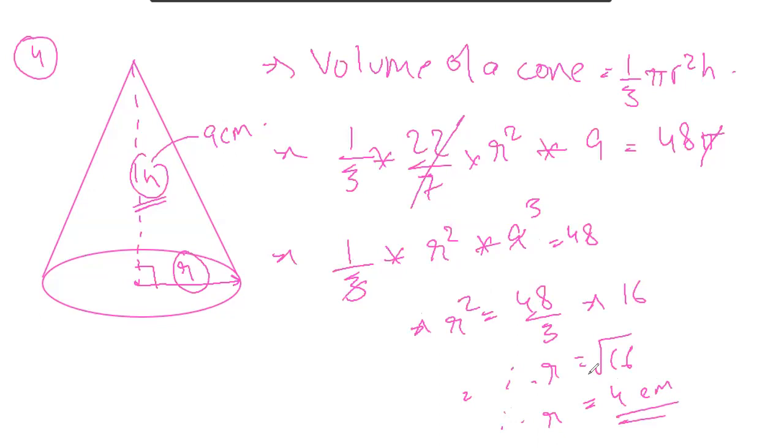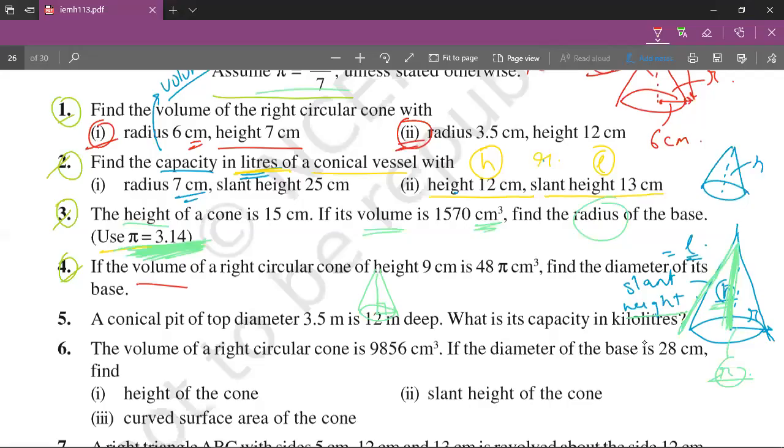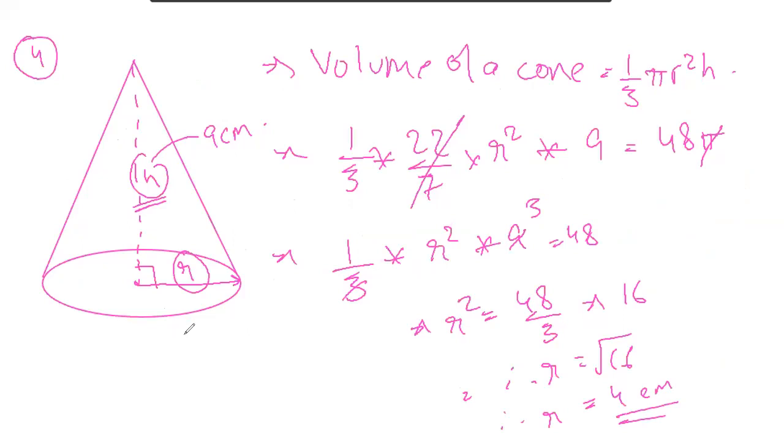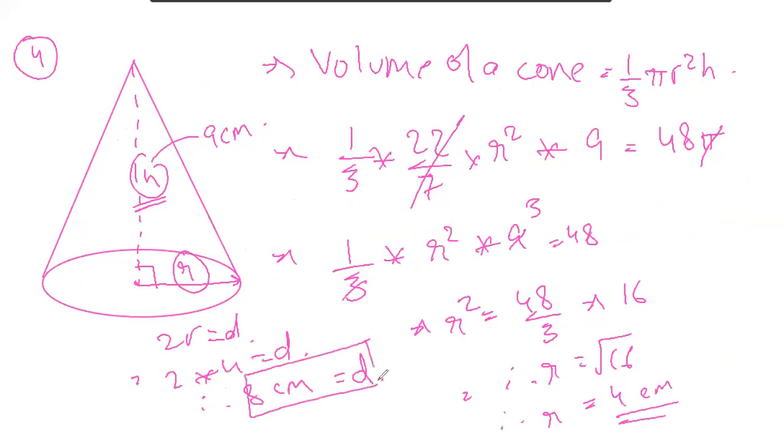Now if you might be wondering, if you even think that my question is over, please do not think like that, because read the full question first, read the final statement first. The final statement is find the diameter, because if you don't refer to the diameter, you'll just solve the radius and go ahead and you'll not get the full marks. Find the diameter of its base. So base is this, this is known as a base. So let's solve the base. So 2r is equal to d, 2 into 4 is equal to d, therefore 8 centimeters with the unit is equal to d. So this is our final answer.